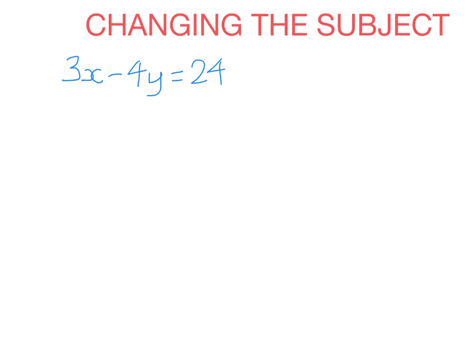Thank you so much for tuning into this video in which we will look at changing the subject of an equation. So the subject of an equation is the pronumeral that's by itself. So we're looking at rearranging equations like this. If you were to graph this, it would be a straight line, but the equation of the line is not in gradient intercept form.